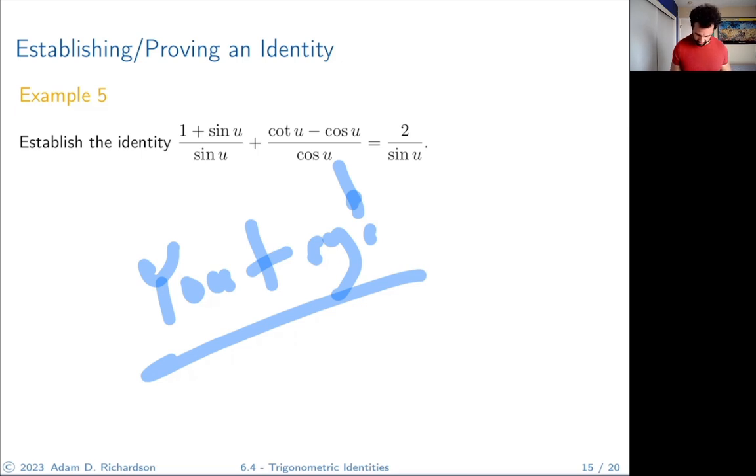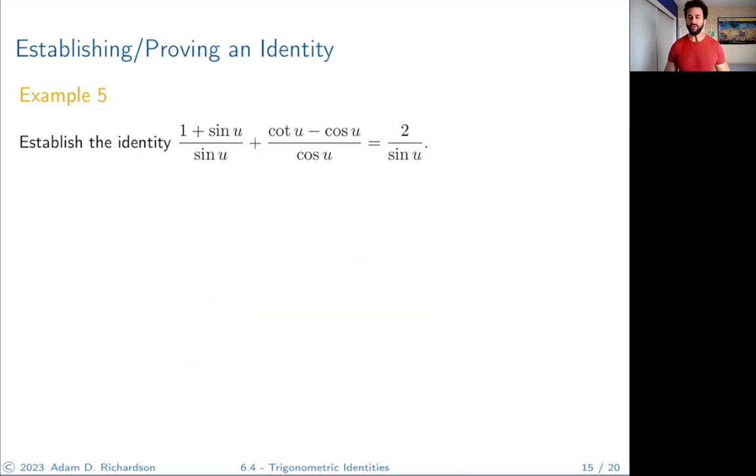One thing I'll say to start, generally speaking, you want to start on the side that has the more complicated expression. And the reason for that is there's more stuff for you to manipulate. So we're going to start on this side over here, and we're going to arrive at the other side, 2 sine of u. So I'm going to start on this side, and I'm going to just manipulate that expression in some way, and then hopefully, if things work out, I will arrive at the other side, 2 over sine u.